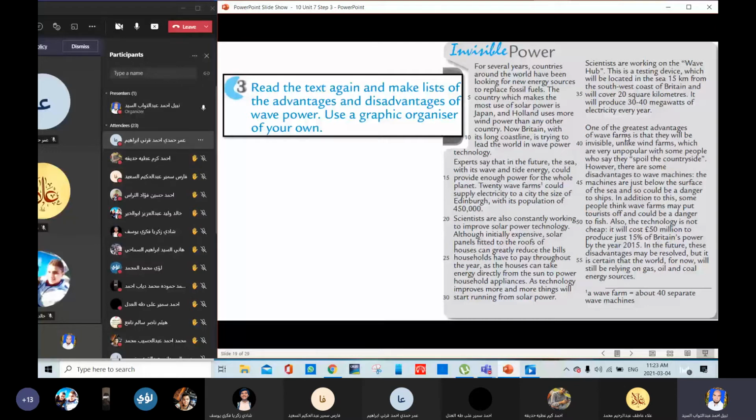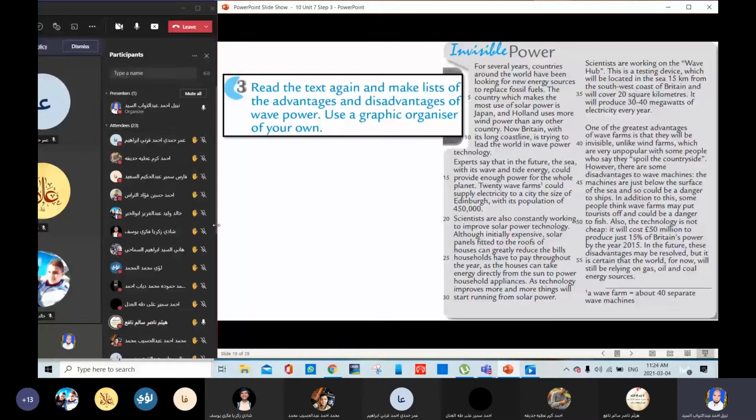What are the disadvantages of the wave power? Machines are just below the surface of the sea, and so could be a danger to ships and fish. Yes, it could be a danger to ships. Yes, Haytham. It affects ships and fish badly. Yes, it could be a danger to ships and fish.